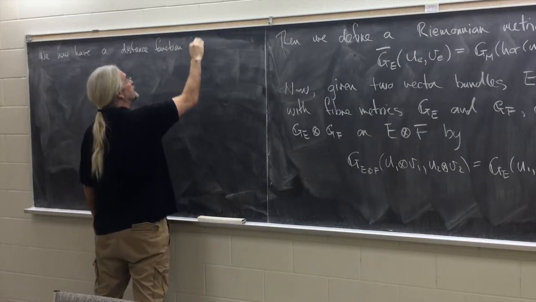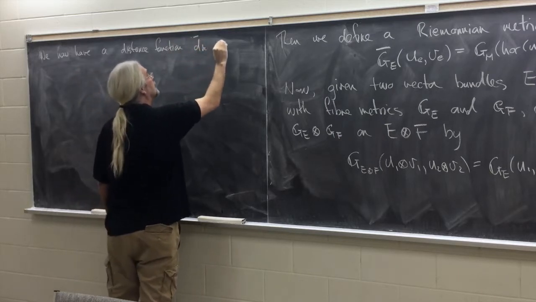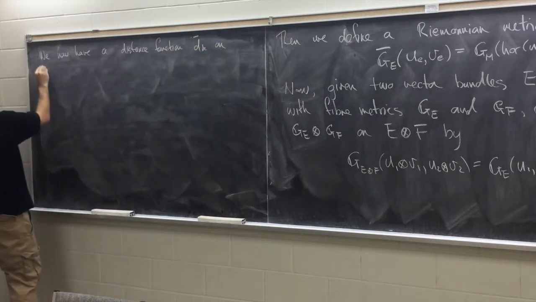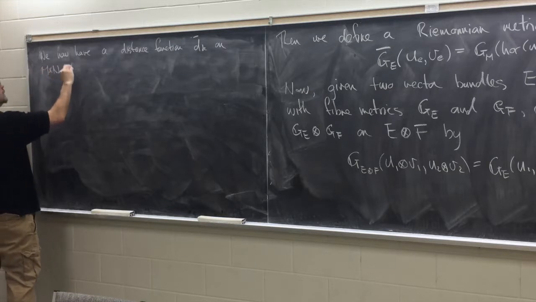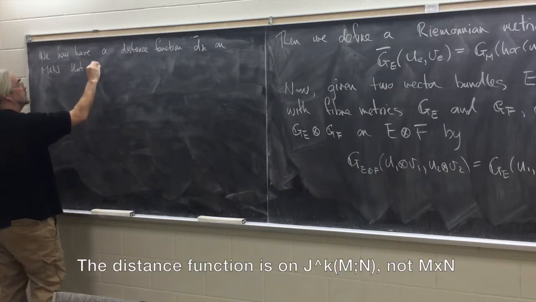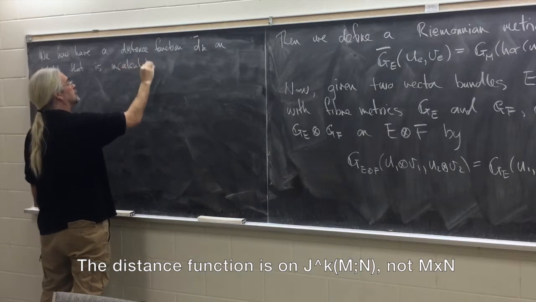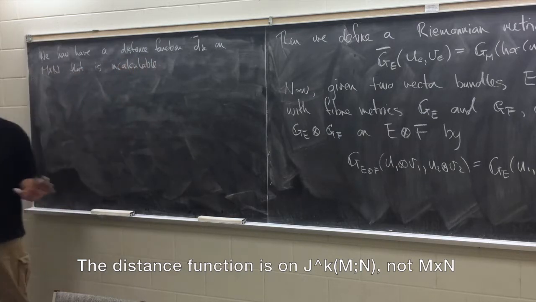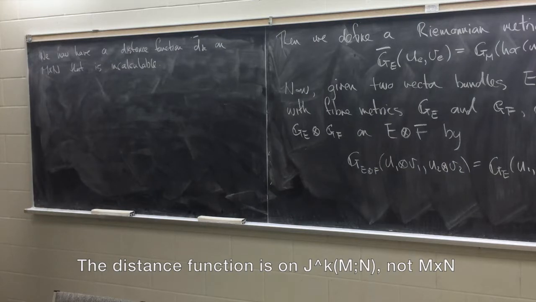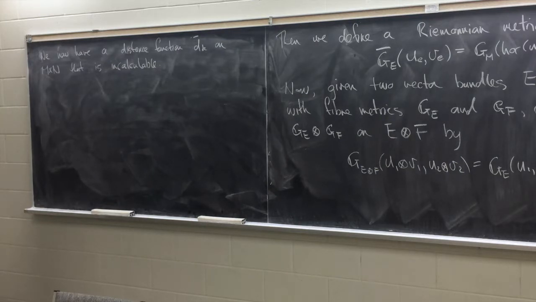And I'll write this as d bar k on m cross n. That is incalculable. I want to make sure that we understand. I'm not proposing that this is practical, but you never really compute using distance functions anyway. You just use the distance function.